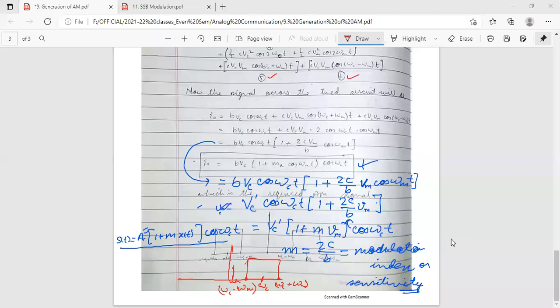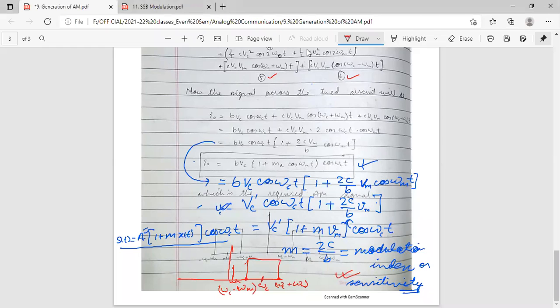Yeah, okay. So that was deleted. So sorry. Okay. So we are interested only about these terms. So we can do this. We can assume this 2C by B as the modulation index or the sensitivity.